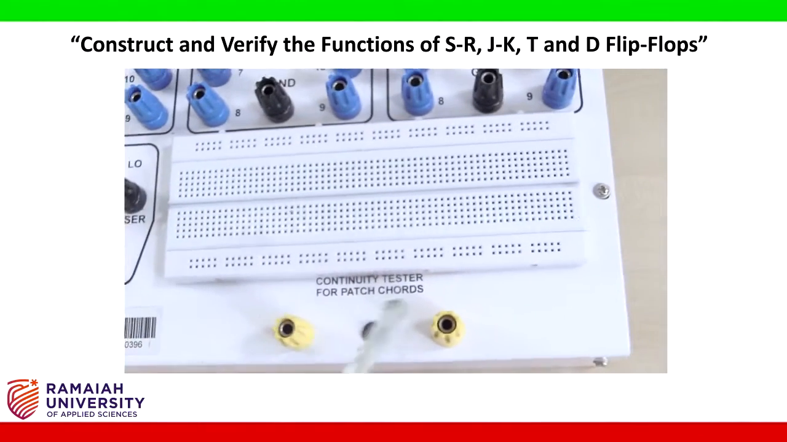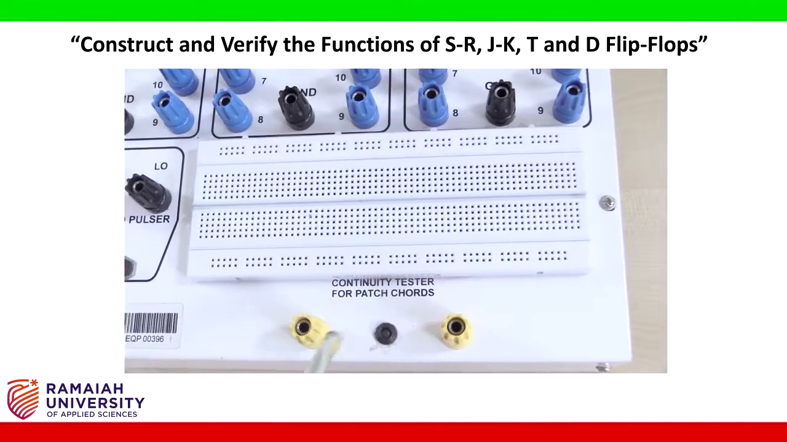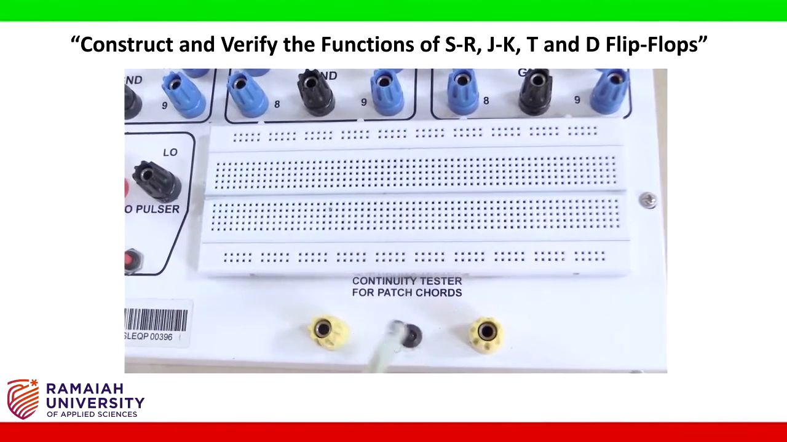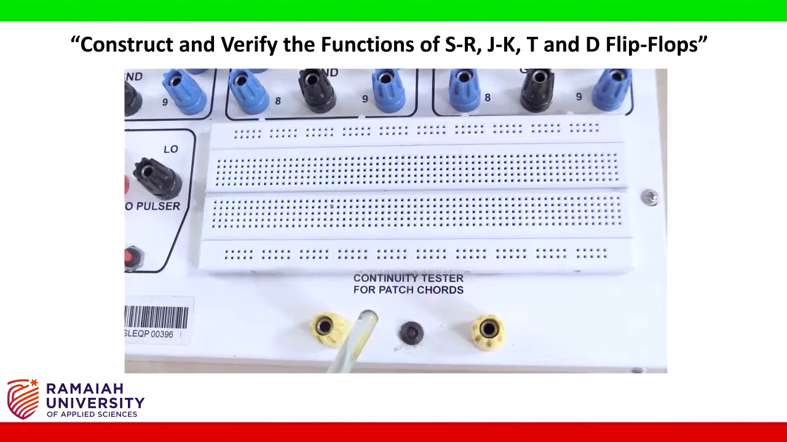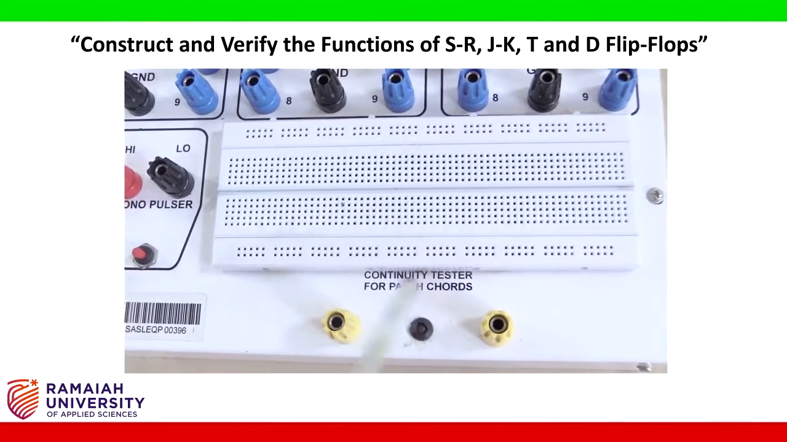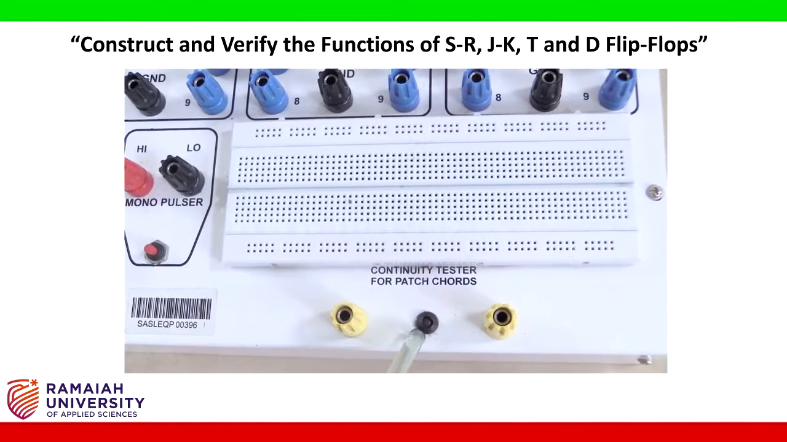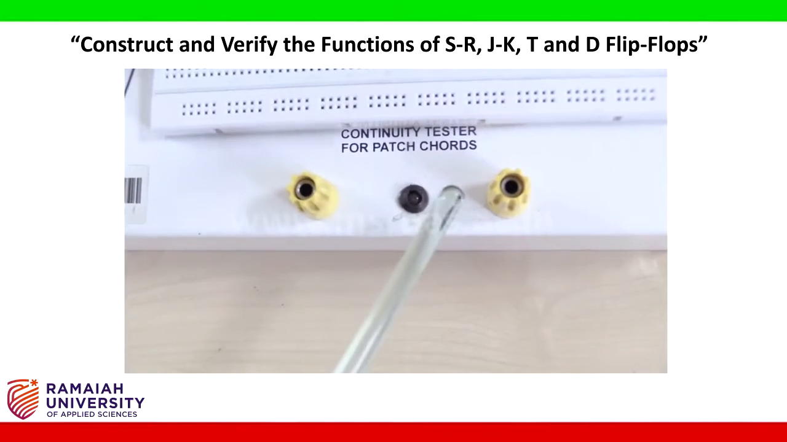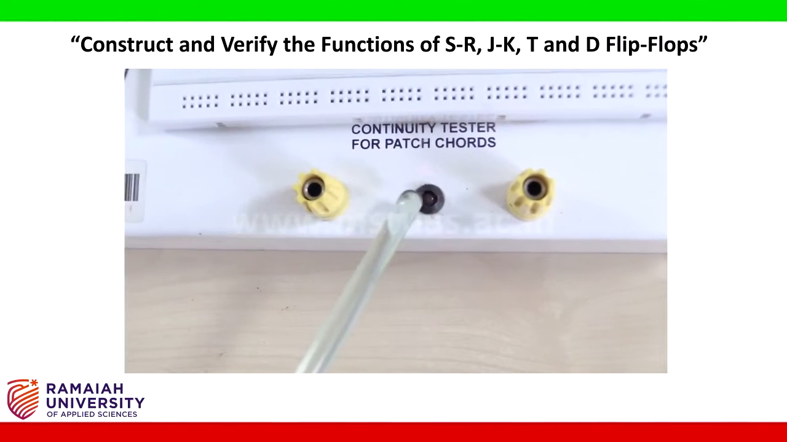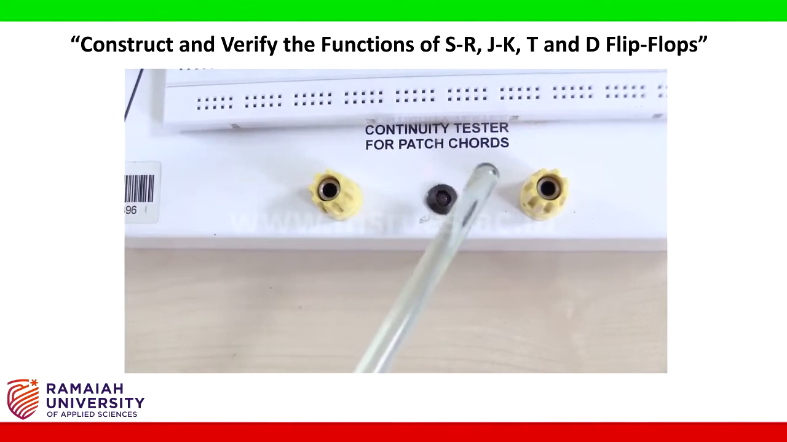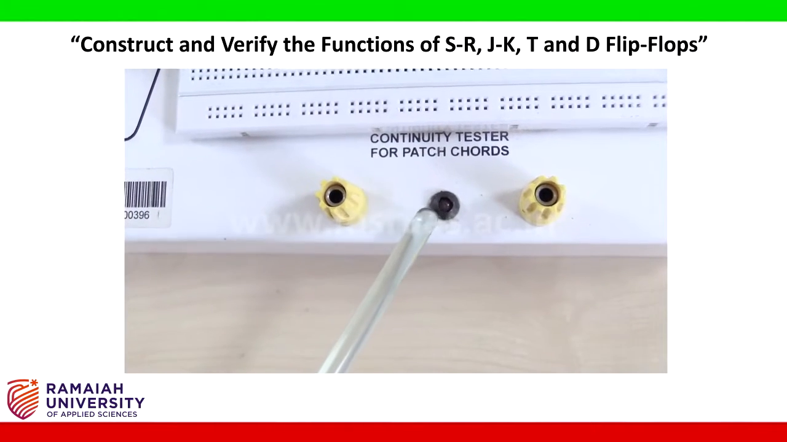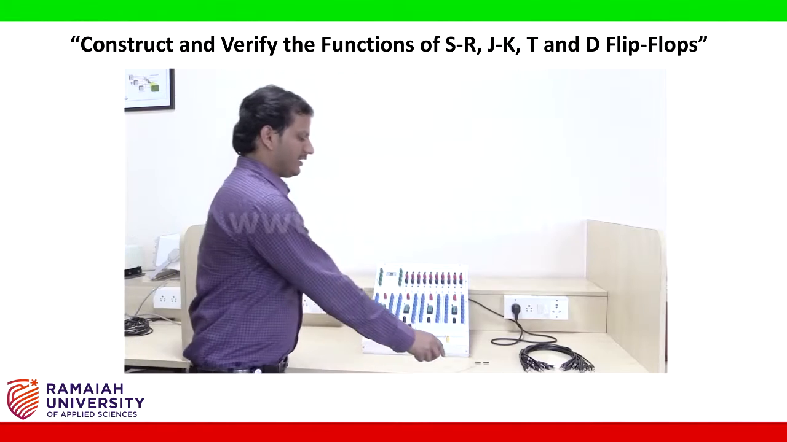And here you can see 2 yellow knobs. These are used to check the continuity of the patch cords which we are using in this experiment. By connecting the patch cord here, you can see an LED bulb on. If the LED bulb is on and there is a beep sound, that means the patch cord is working properly. If the LED bulb is not on and the beep sound is not coming after you connect the patch cord here, that means the patch cord is not working properly.